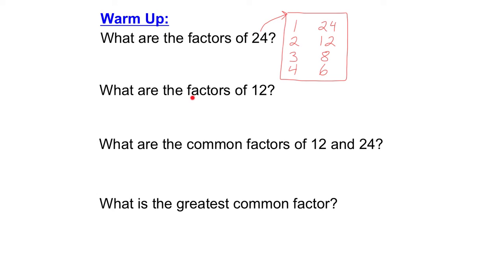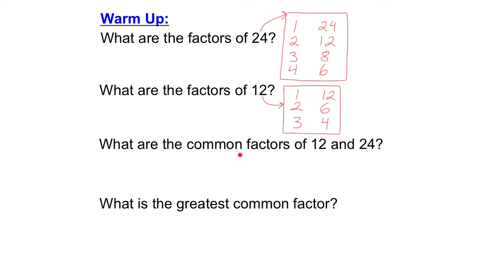Now, if I want to list the factors of 12, I have to think about numbers that multiply to 12. 1 times 12, 2 times 6, 3 times 4. So I've done 1, 2, 3. Next is 4, but it's already in my list, so I know I'm done. 1, 2, 3, 4, 6, and 12 are all factors of 12.